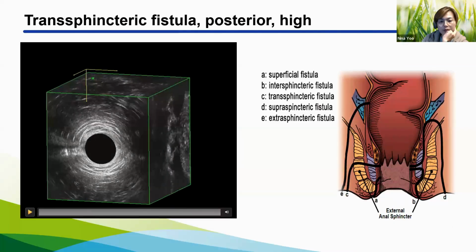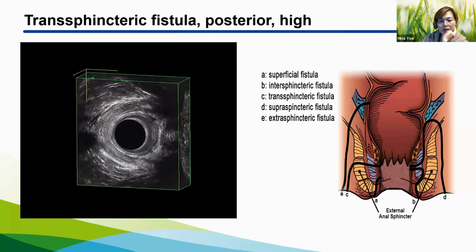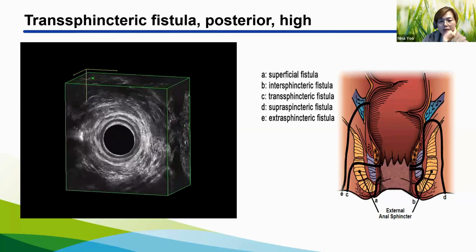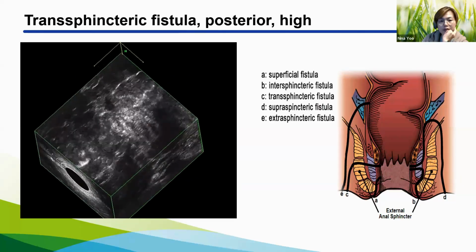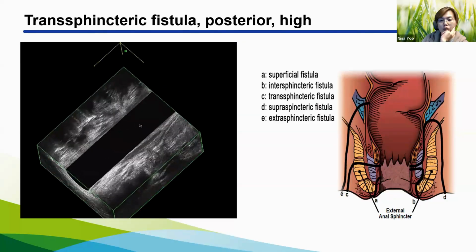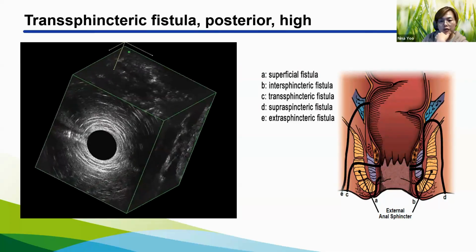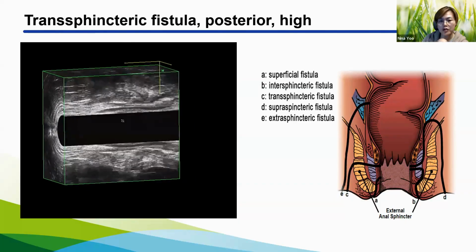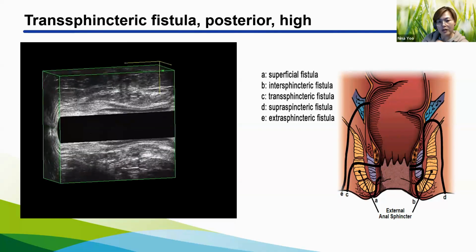Here's another example of a sphincter type of fistula. This fistula tract is thicker and penetrates high up in the anal canal. With the sonographic appearance of the fistula tract, you can predict how much sphincter is involved and how much damage can occur when you perform surgical excision. So you probably need to do a sphincter-preserving surgery for these types of fistula.